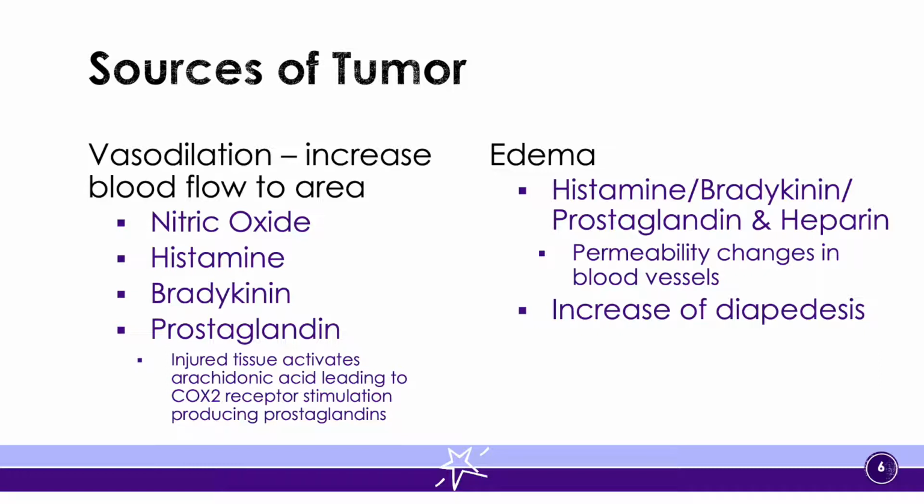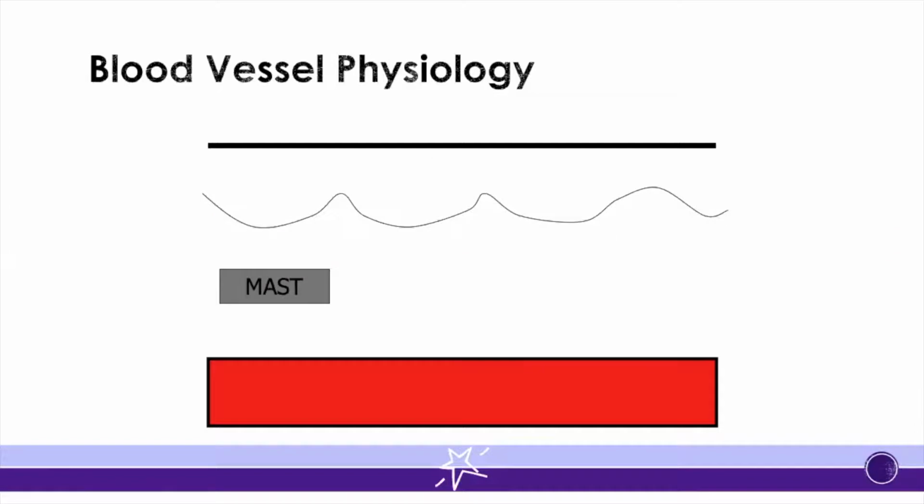Now, beyond just calling more blood flow to the area through the vasodilation, we also will increase the permeability of the plasma portion of this blood flow to actually leak out into the interstitium. So edema is caused by that same action with histamine, bradykinin, prostaglandins, all opening up those gaps in the intercellular clefts, and then heparin will keep those open so that fluids and proteins and white blood cells are able to leave that area. So let's take a look at this blood vessel physiology in a little bit more depth.